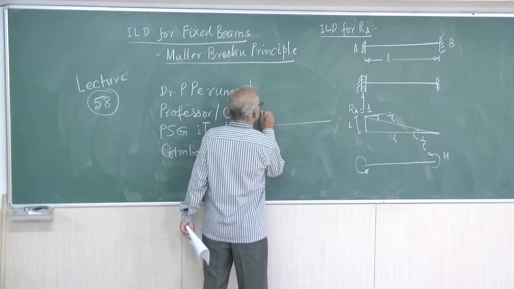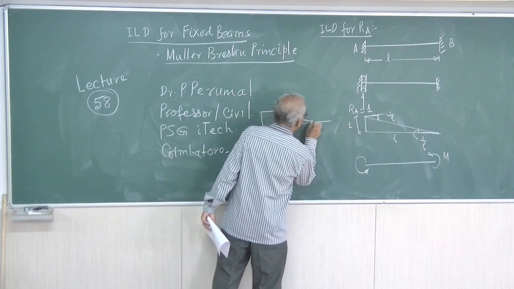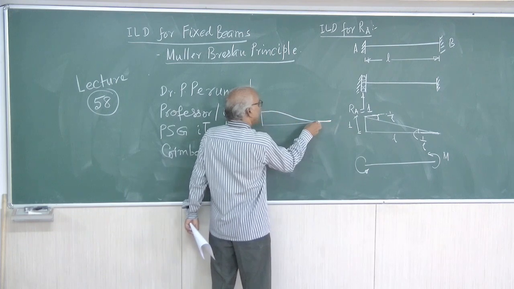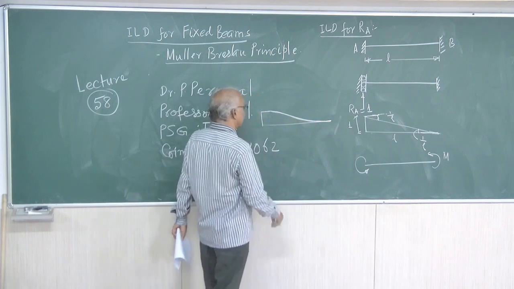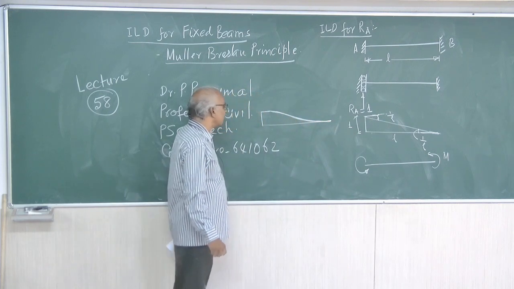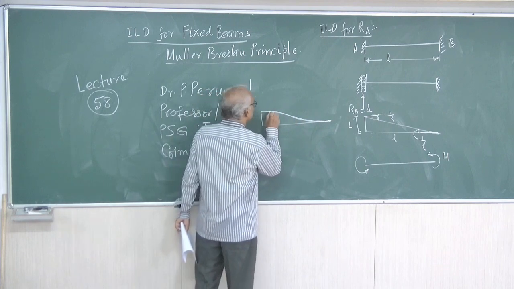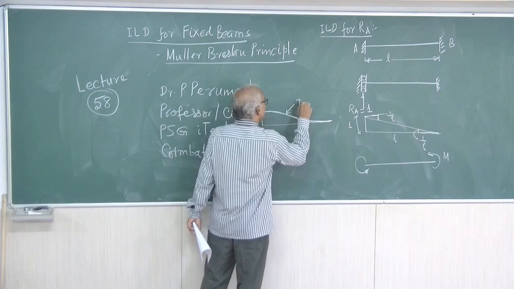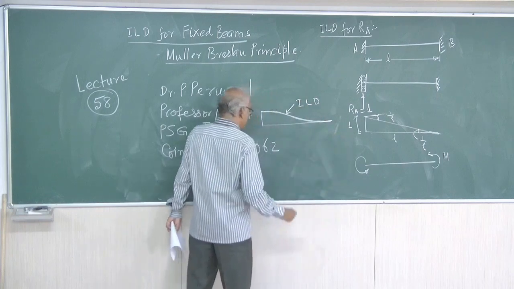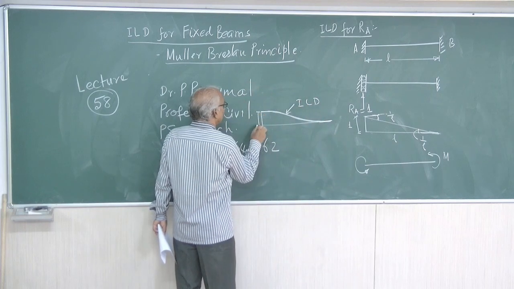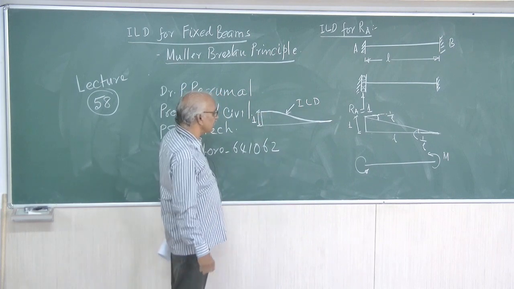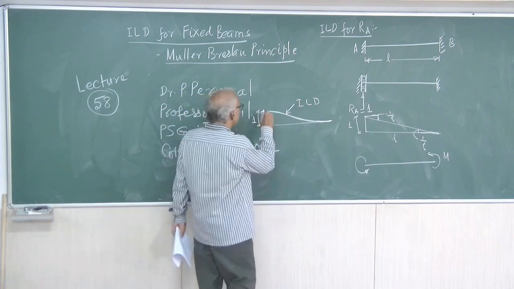So this will be horizontal, then you will have this thing, and again it will be horizontal here. And then it will start deflecting like this. So this is going to be the influence line diagram. The slope here will be 0. This will be the ILD when this value is equal to unity. This is the ILD that you are going to get. So this has to be 0.